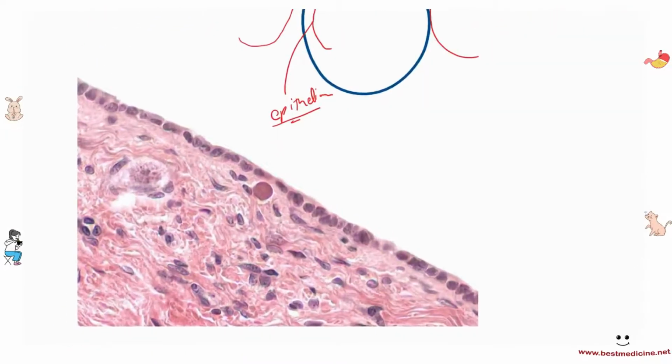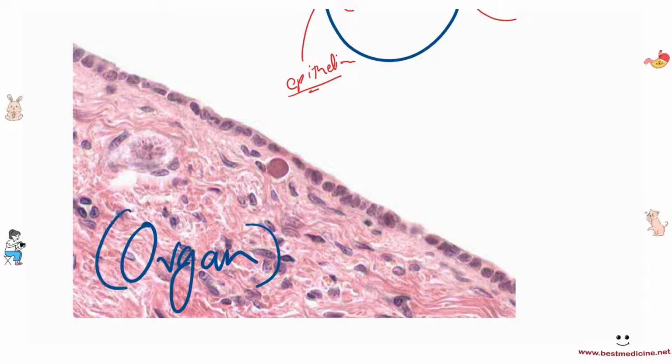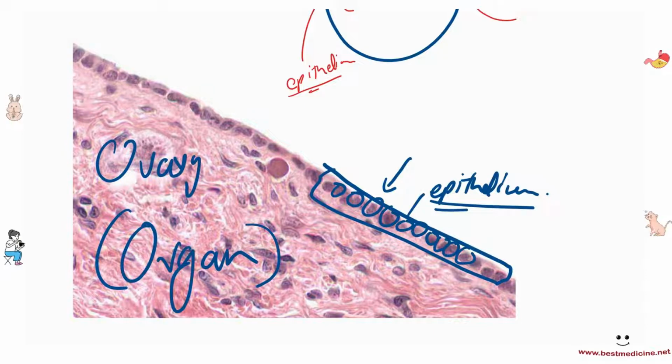Okay, so here's an example of a microscopic slide image of an epithelium. This here is an organ, and covering it is a layer of cells, right? Very nicely visible layer of cells, and that's the epithelium part. So the covering layer of tissue is the epithelium of this organ. The organ in this question is the ovary, by the way, in case you are curious.